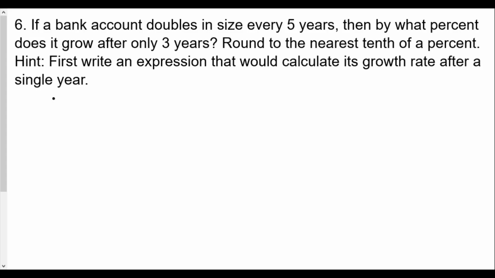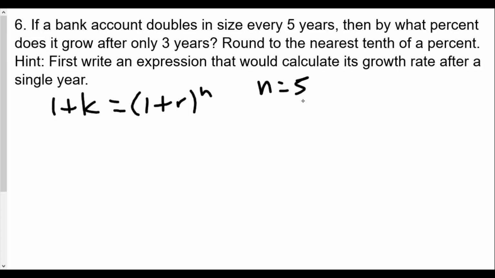So we begin with 1 plus k equals parenthesis 1 plus r raised to the n power. Our n value is 5 years. Now, the k value, if you're doubling, 1 plus 1 equals 2. So in this case, k equals 1. The idea of you doubled is you increase by the same amount.